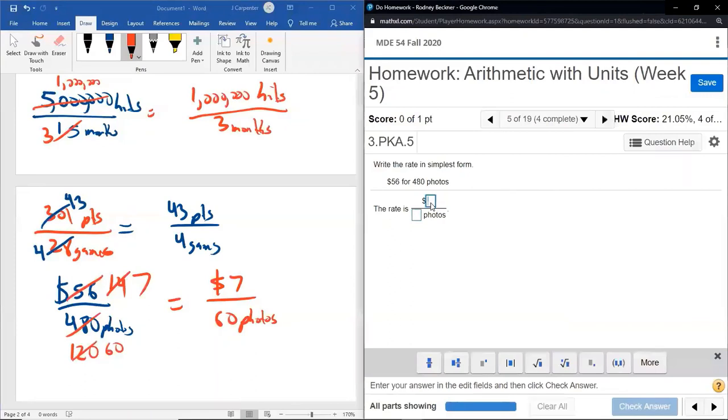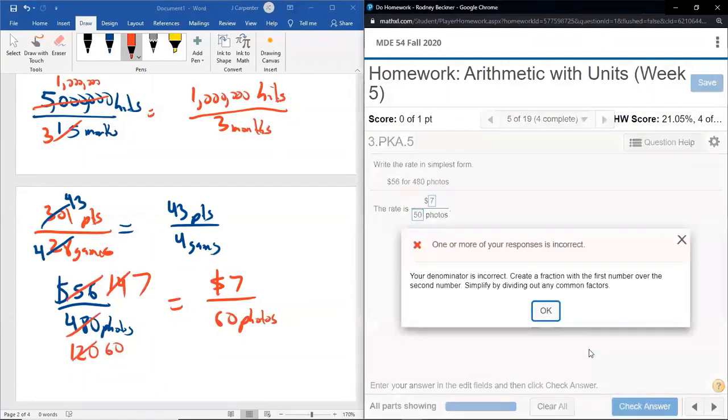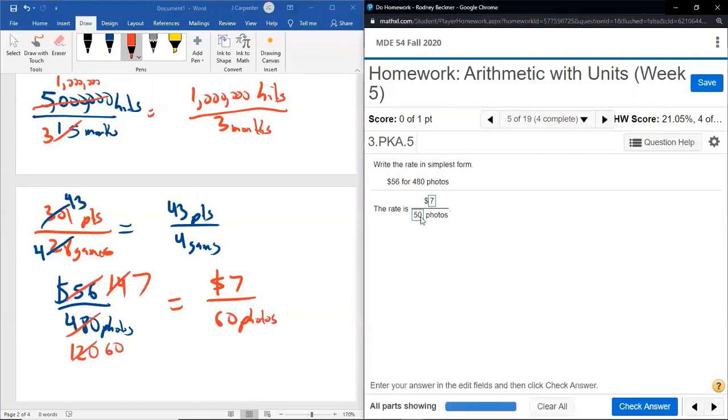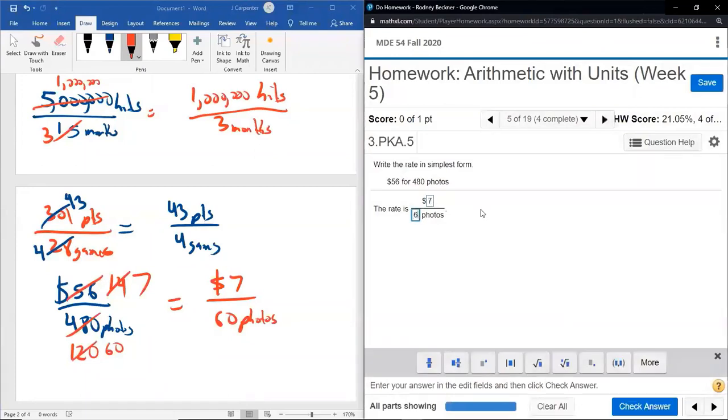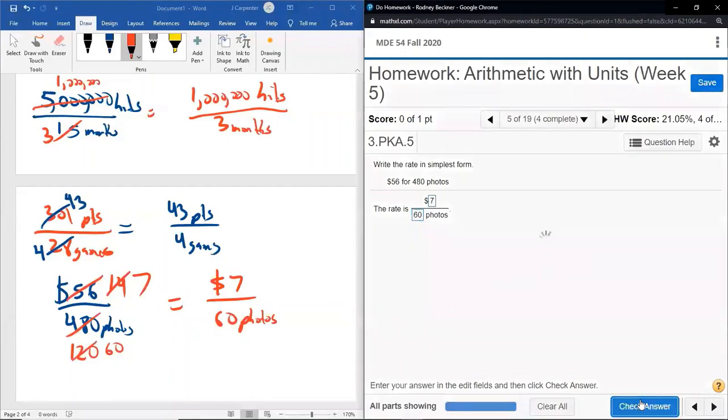All right, so what do we get down to? $7 for 60 photos. Let's see, maybe I make a typo. Oh, made a typo. I spoiled that intentionally. 60, 760, double, triple check. Good.